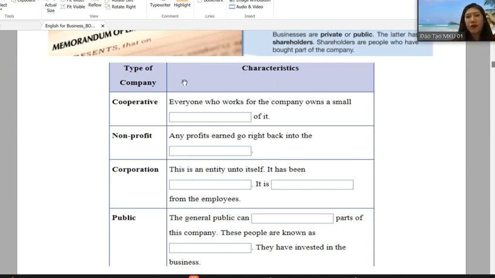Fitness, everyone. When you finish, tell me your answer.